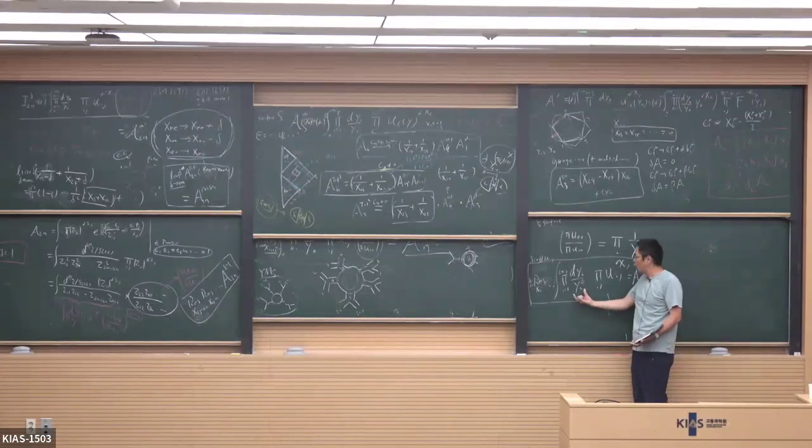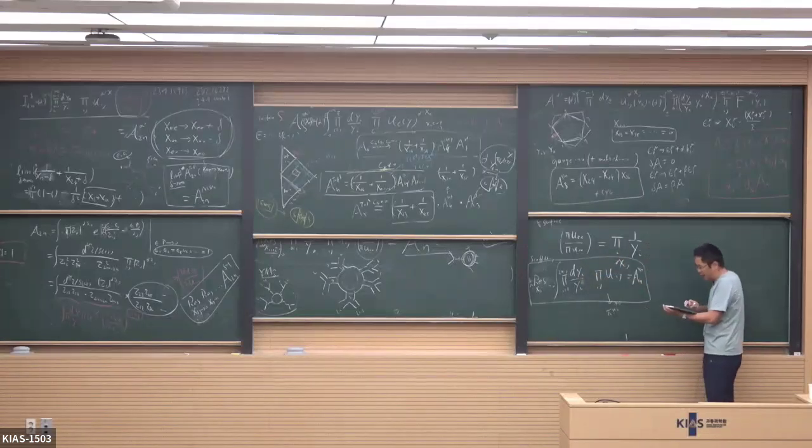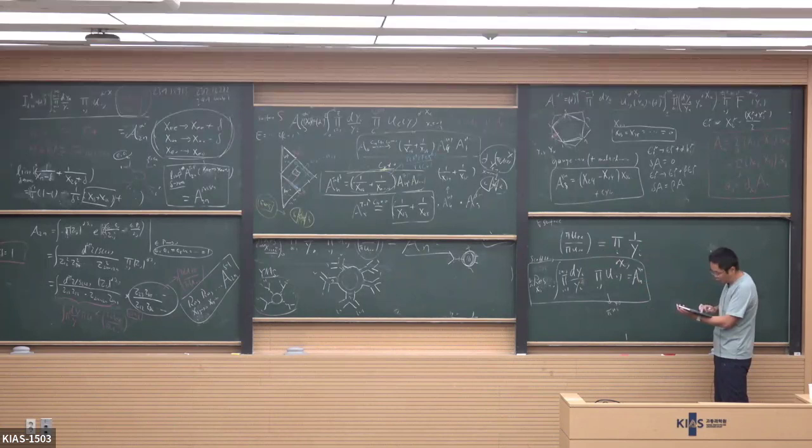So that means that to all loops, this measure is very, very universal, right? You don't have to worry about it. There's a chance that this will work to all loops. But first things first, let's talk about tree level.